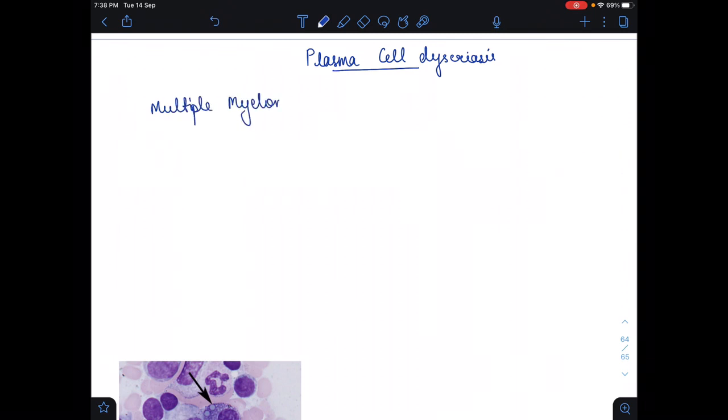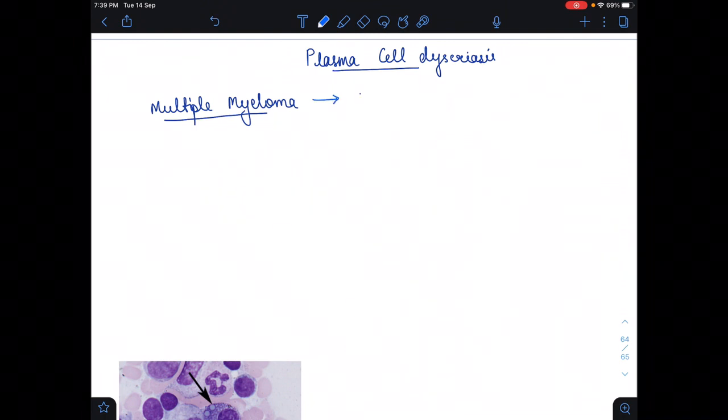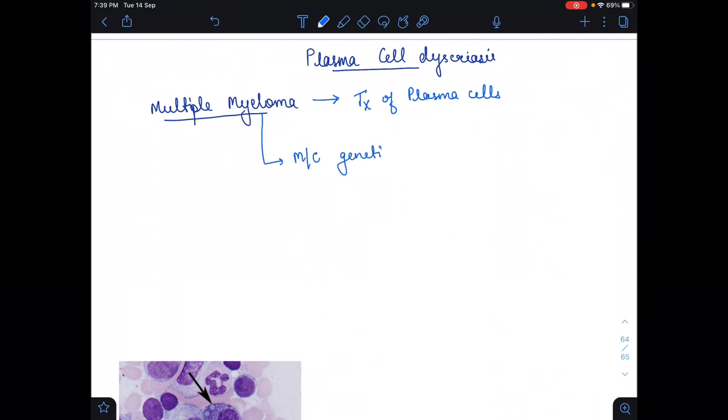So what do we mean by multiple myeloma? Basically it is a tumor of the plasma cells. And in this, what is the most common genetic alteration we see? Please remember it, the most common genetic alteration in multiple myeloma is deletion of 13q.